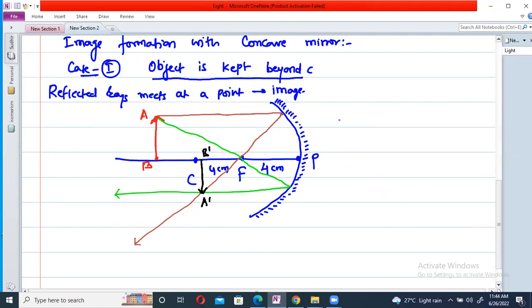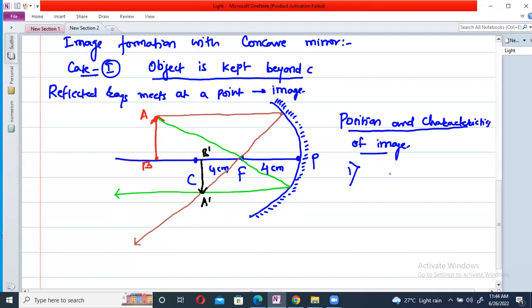So first, I should say what is the position and what are the characteristics of the image. Point number one: where is the image formed? Can we say, beta, the image is formed in between F and C, because your point F is here and C is here and the image is formed here. So point number one, the image is formed in between F and C, in between the focus and the center of curvature.